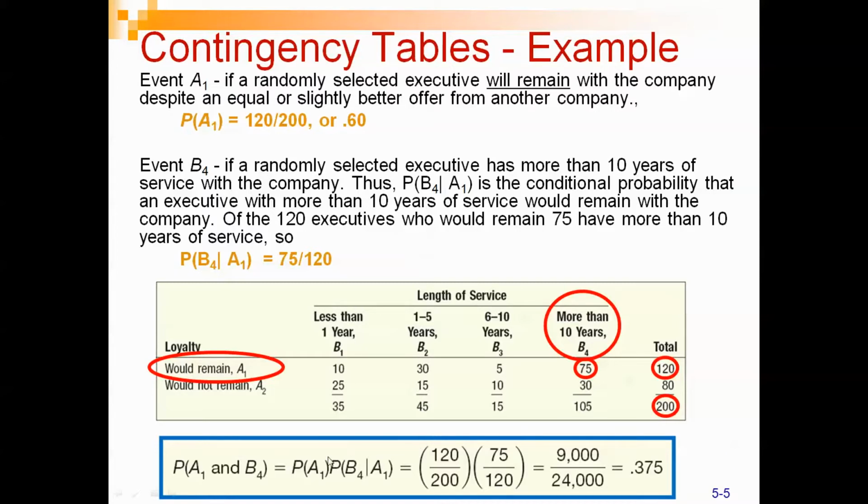The probability of both event A sub 1 and B sub 4 occurring is equal to the probability of A sub 1 times the probability of B sub 4 given A sub 1, which equals 120 over 200 times 75 over 120, which equals 9,000 over 24,000, which equals 0.375.